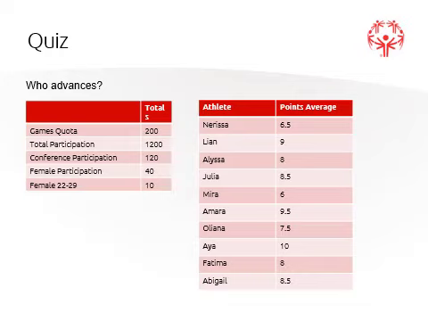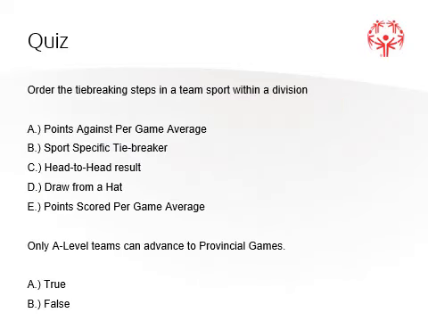Number 3. Who advances? The answer is Aya and Amara. Number 4. Order the tie-breaking steps in a team sport within a division. When you are ready, the answer in order is C, A, E, B, and D. Question number 5. Only A-level teams can advance to provincial games. True or false? The answer is false.